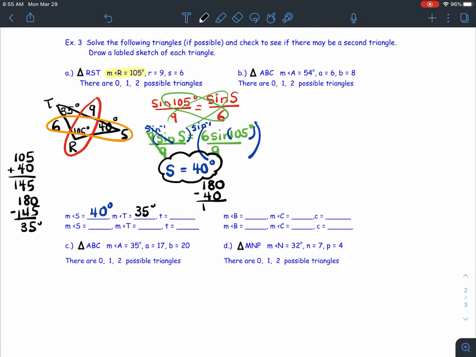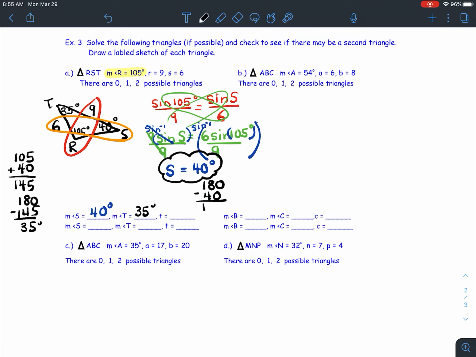Now let's think through that. If angle S in a second triangle is 140, but we're already given that angle R is 105, there's no way. We've already exceeded the 180 degrees that could exist in a triangle. So that's how we know that there's no way that there are 2 possible triangles for this. I'm going to circle up here: there's only 1 possible triangle.